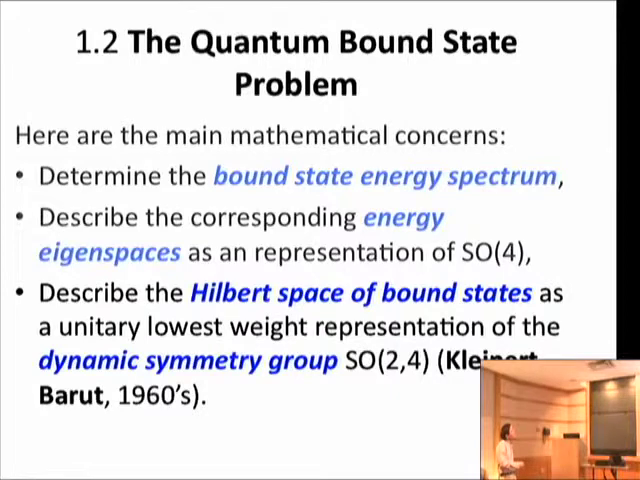And finally, there is something called the Hilbert space of bound states. Namely, you have lots of energy eigenspaces. You take a direct sum of them, then you take an L2 completion of it. You get a Hilbert space. That Hilbert space is called the Hilbert space of bound states. And that turned out to be a unitary lowest weight representation of this SO(2,4). This is a discovery of Bacry, Ruegg, and Souriau in the 60s.